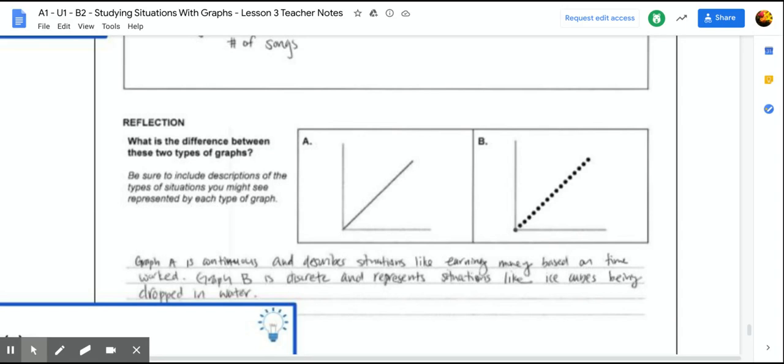Graph A is a continuous graph and describes situations like earning money based on time. The more time you spend working, the more money you would earn. Graph B is discrete and it represents situations like ice cubes being dropped in water. The ice cubes are not related to each other. So A would be a continuous graph, B would be discrete.